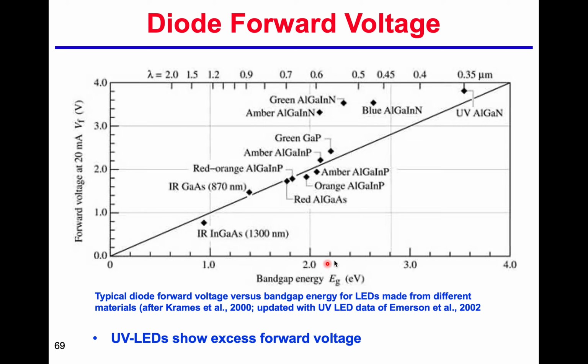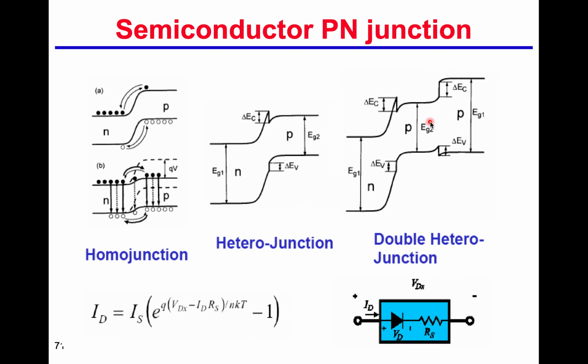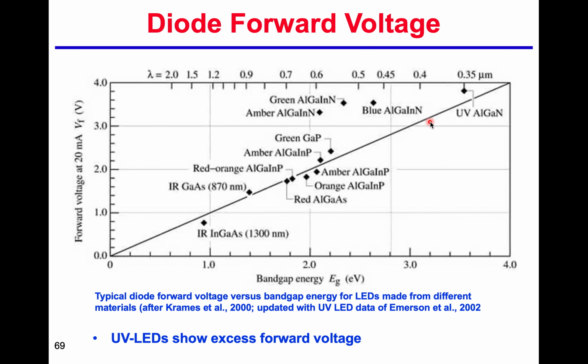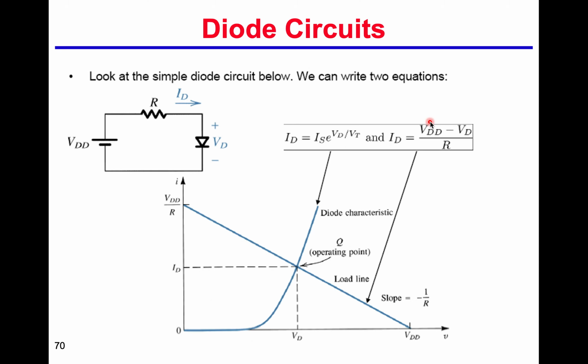So here is the bandgap energy versus the forward voltage at, for example, 20 milliamp. So you can see actually it's almost along this line. Okay, so which also tells us if the material has a wider bandgap, a larger bandgap, then we need to use a higher voltage to drive it. Okay, so that is the JV characteristics for the LED.